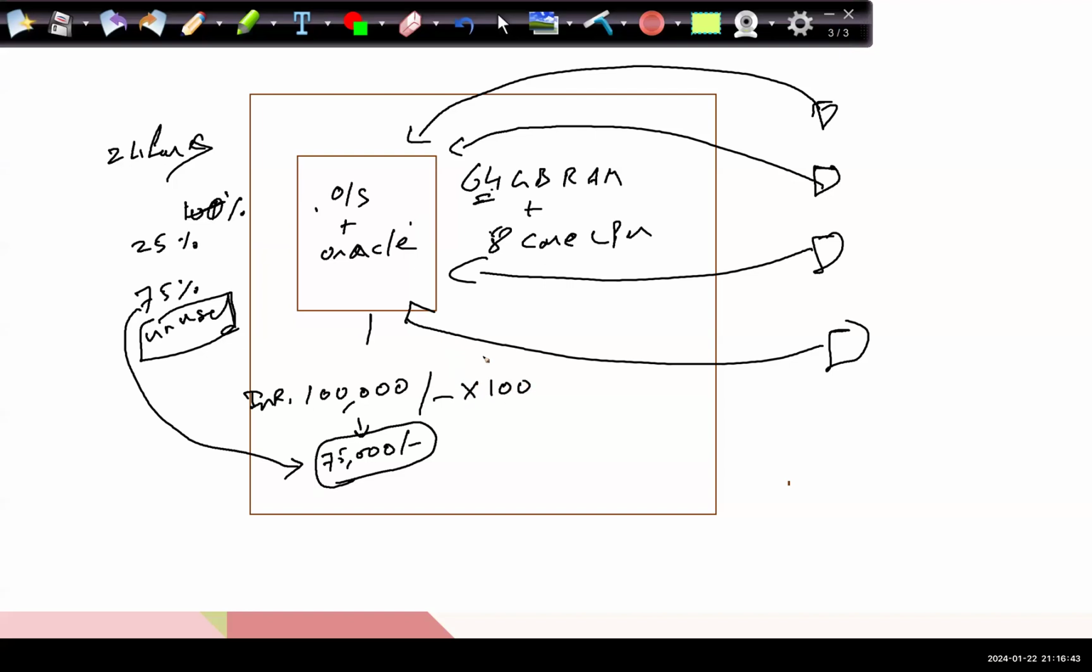Now you multiply these machines by 100. If it is a huge data center, I would have 10 Oracle servers, 10 domain controllers, 10 security machines, 10 Exchange servers, and so on. So your cost will shoot up to 1 crore. Out of 1 crore, which means now we are wasting 75 lakh rupees.